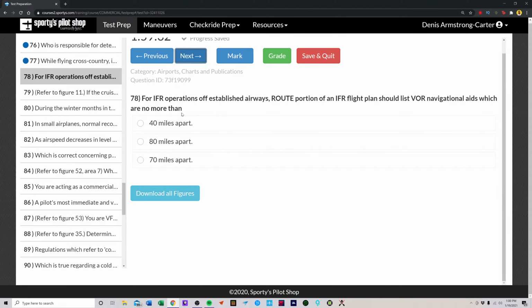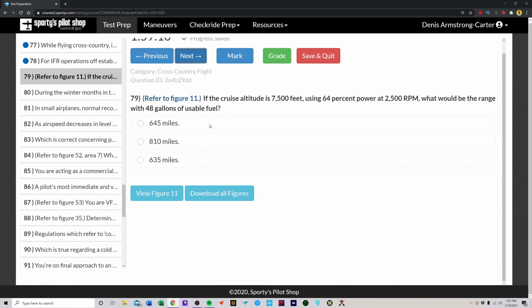So yeah. For IFR operations off established airways, the route portion of the IFR flight plan should list VOR navigation aids which are no more than... Oh God, it's been a while. I honestly don't know. I think it's 40. It's 40, I think. I honestly don't remember. So we'll go with that one.